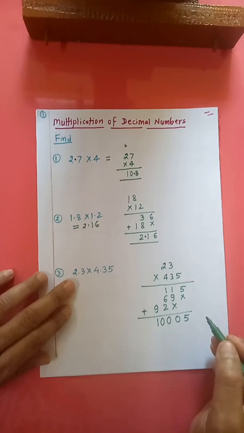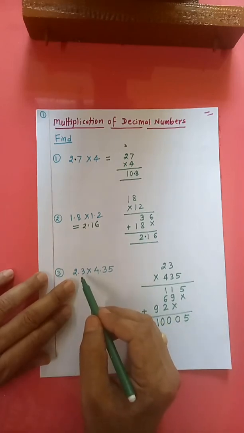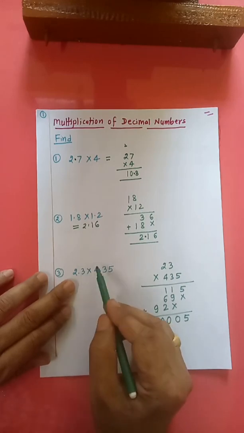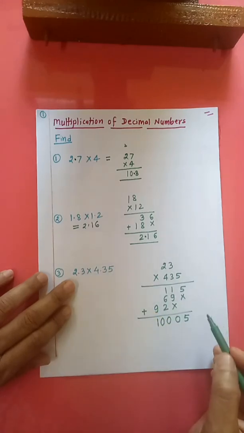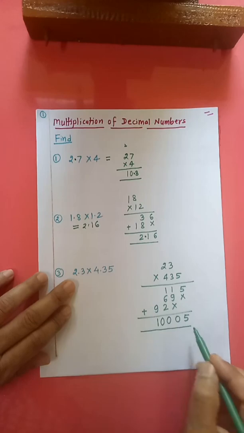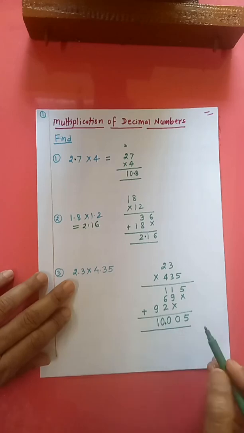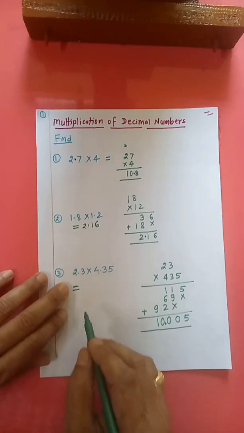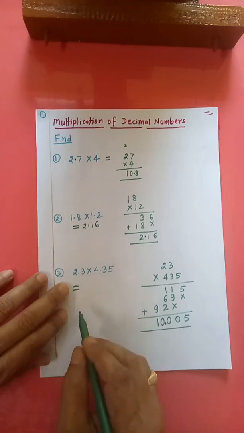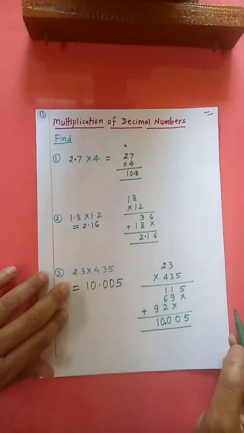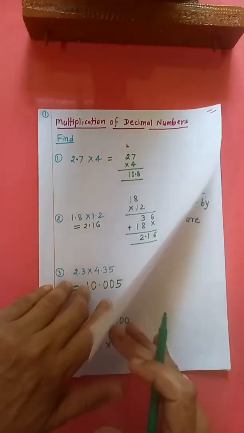Now for the position of the decimal, we will count the number of digits after the decimal in the given numbers, which are 1 and 2, so 3. So the decimal in the answer will be after 3 places or 3 digits from the right side: 1, 2, 3. So the decimal will be here. So 2.3 multiplied by 4.35 gives 10.005. This is the multiplication of decimal numbers.